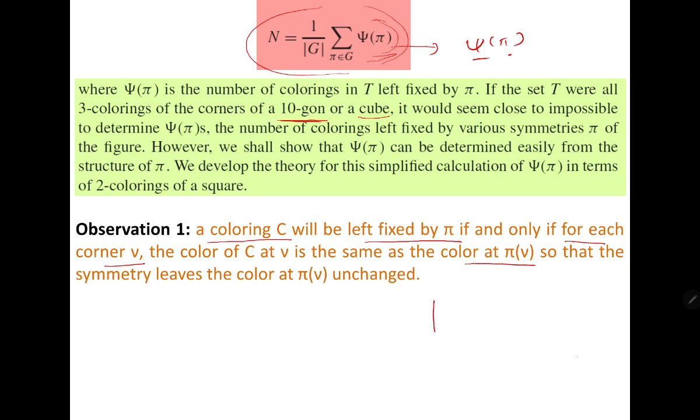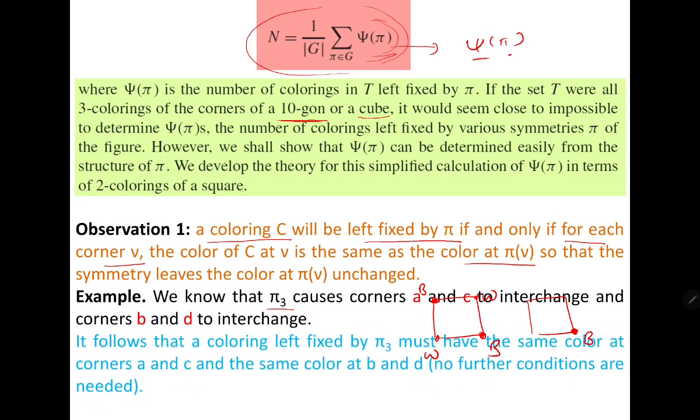For example, let us consider 180 degrees. Now this color is black, and after 180 degrees, this corner reaches here. So if this is also black, and after 180 degrees this corner reaches here, which is also black, then the coloring remains unchanged. Similarly, if this is white, this should be white.